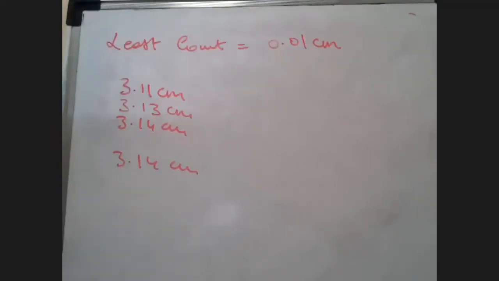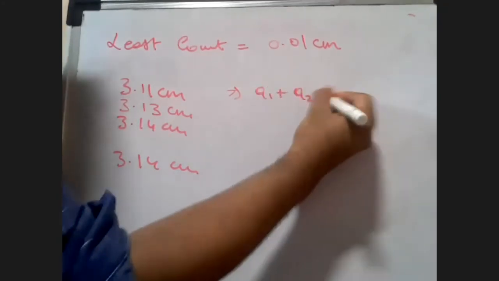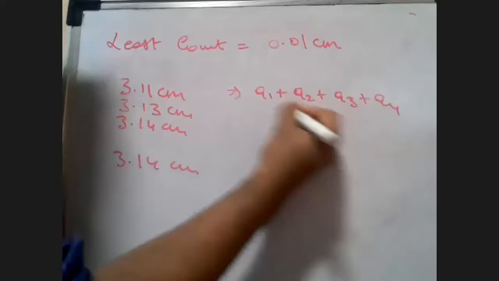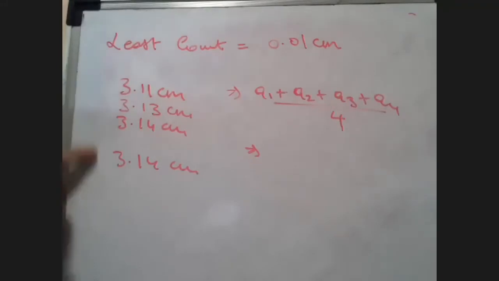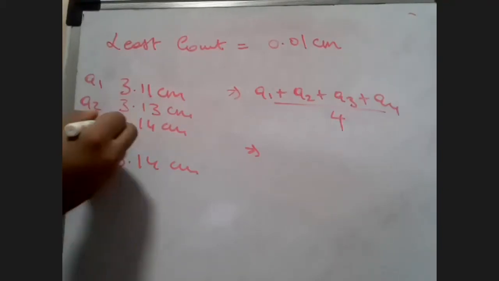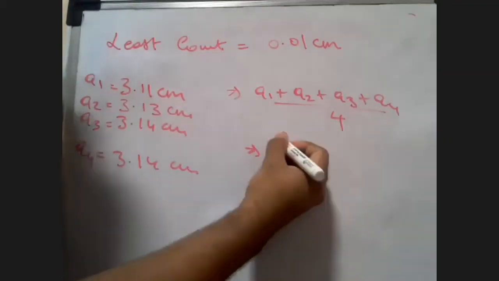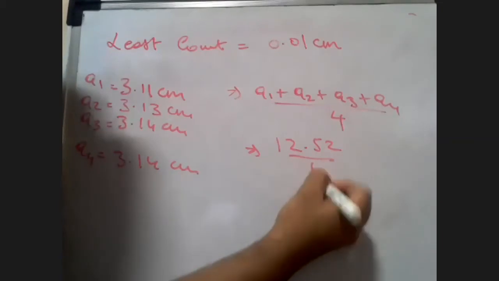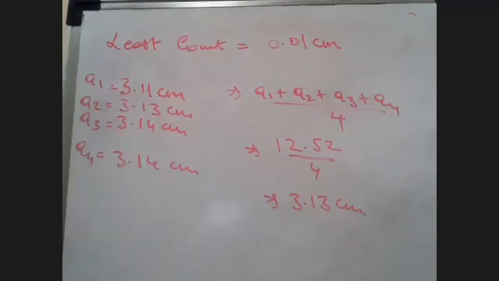Now remember the mean value. What is the mean value of this? Mean value will be A1 plus A2 plus A3 plus A4 upon 4. How much is it going to be, students? Addition of all this, let's call this A1, is 12.52. So this is how you find the mean value. That is going to be 12.52 upon 4, so that is going to be 3.13 centimeters. Just a small example.